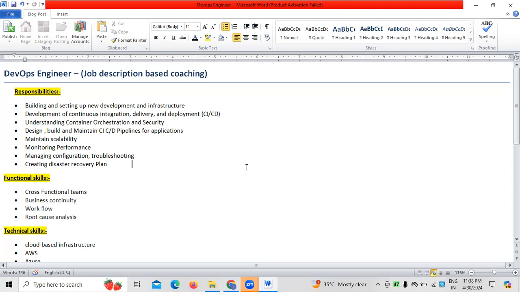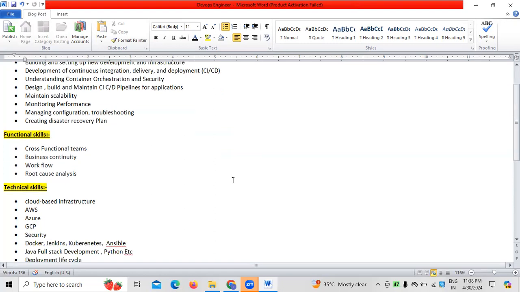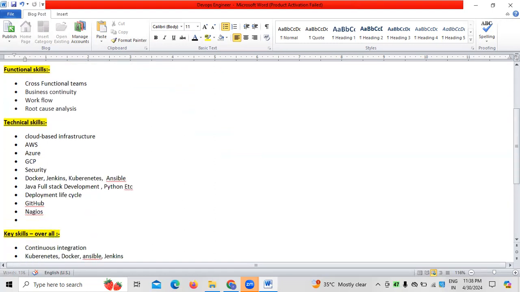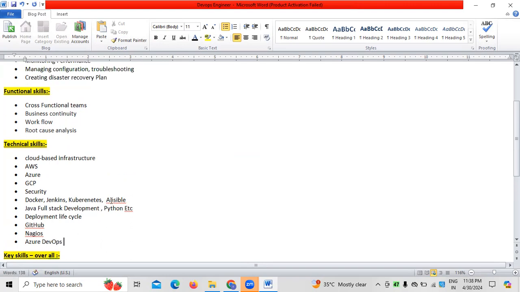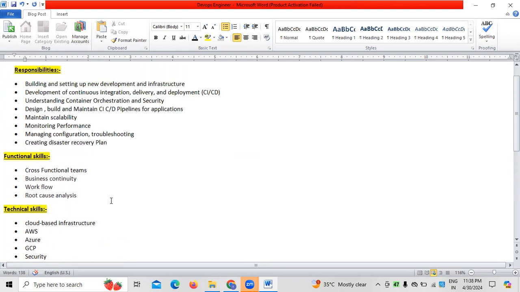Along with this, being a DevOps engineer, we need to design, build and maintain CI/CD pipelines for applications. For that, there are different tools we are using nowadays. One of the tools is called Azure DevOps, right? This is one of the tools we normally use. Using this Azure DevOps tool, we can create CI/CD pipelines for the application, so the development team doesn't feel any difficulty with changes, and any requirements that come up can be managed by them effectively.